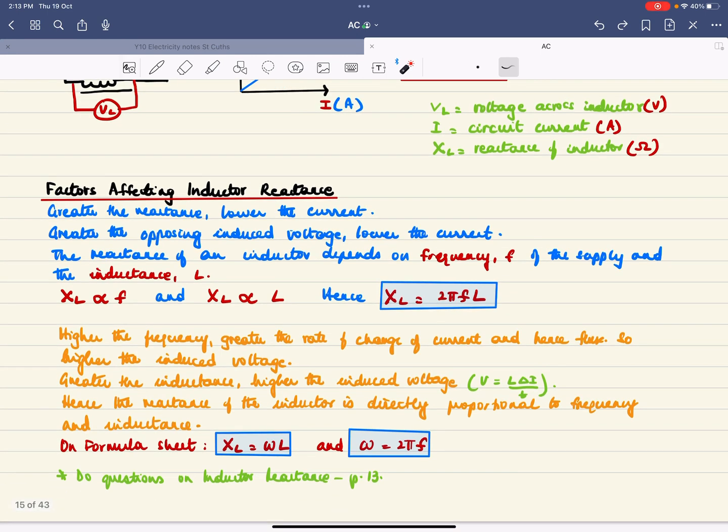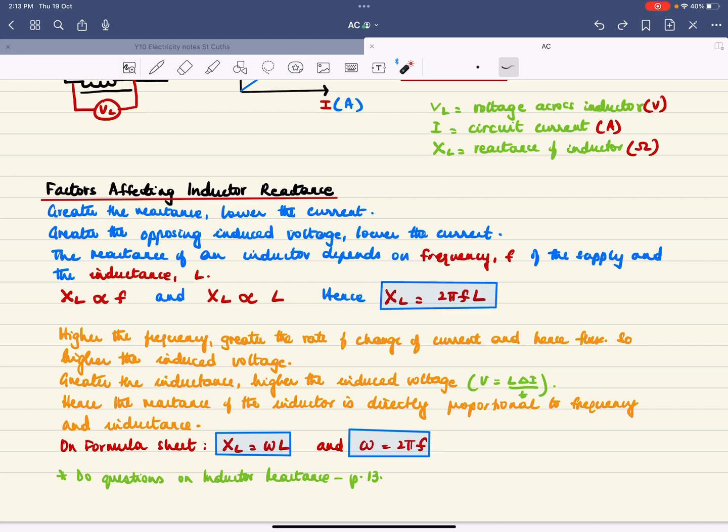So why am I saying it's directly proportional to frequency and inductance? The higher the frequency, the greater the rate of change of current, and hence the greater the rate of change of flux, so the higher the induced voltage. Now, the greater the inductance, the higher the induced voltage. Because V is equal to L delta I over delta t, the reactance of the inductor is directly proportional to both the frequency and the inductance.